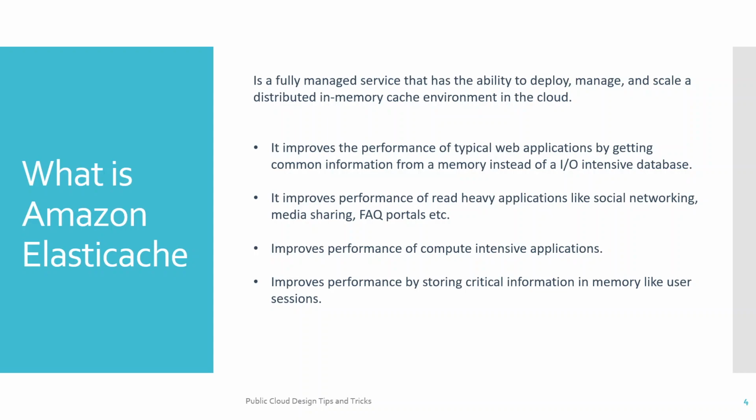So, for example, let's say a consumer is accessing a product catalog application. It always fetches the common product information from a memory store rather than fetching the same information from a database. As a result, it improves the performance of read-heavy applications and is typically used in applications like social networking, media sharing, FAQ portals, etc. It improves performance of compute-intensive applications like decision engines. It improves performance by storing critical information in memory, for example, user sessions.